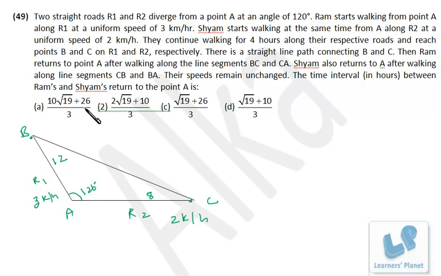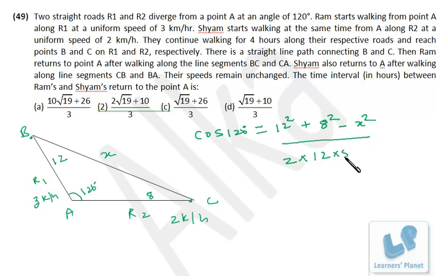First of all, you must be knowing the cosine formula, how that is applied over here. Suppose this length is x. So what is the cosine formula? Cos A, since we know this, so cos 120 degree is square of this plus square of this minus square of this. So it's 12 square plus 8 square minus x square over 2 into 12 into 8, right? So that's 144 plus 64 minus x square upon 2 into 12 into 8.